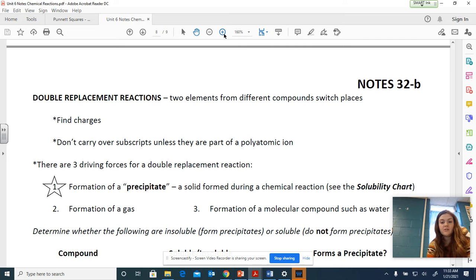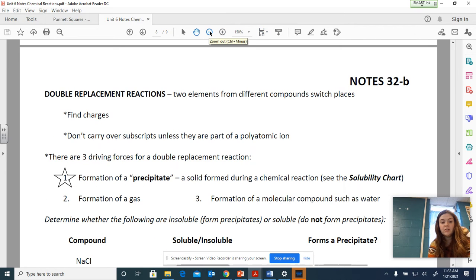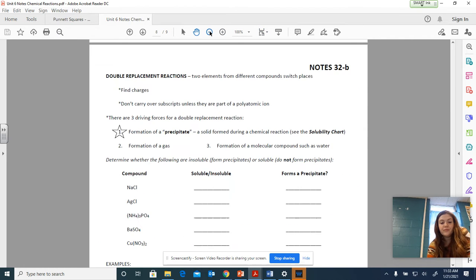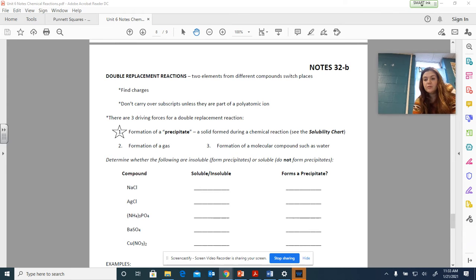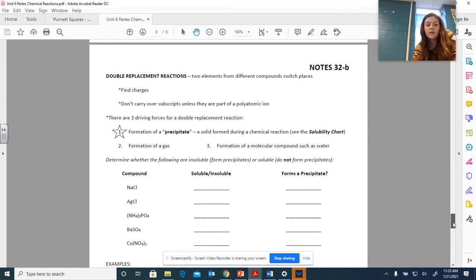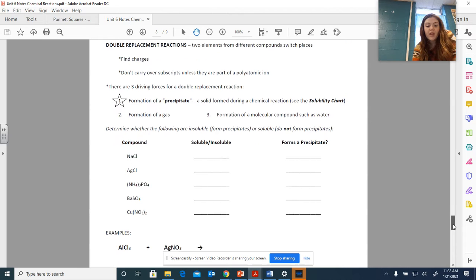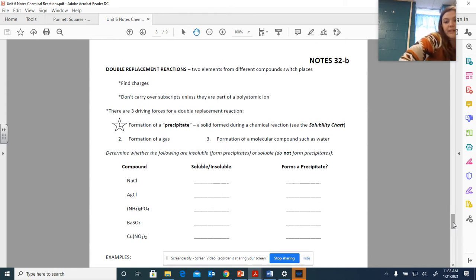So last set is 32B. There we go. There we go. So we're on 32B. Now, I guess I'll sit for a second before I start writing.